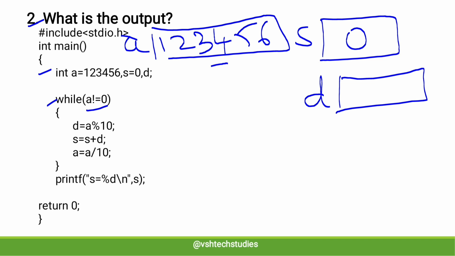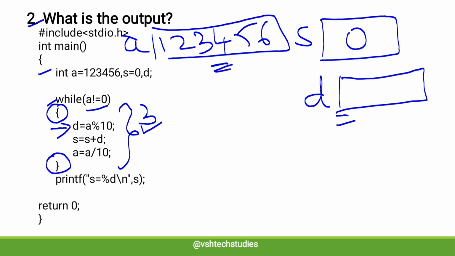A means 1, 2, 3, 4, 5, 6. Is it not equal to 0? Yes, it is not equal to 0. The condition is true. Hence this loop body must be executed. So from here to here it is the loop body. How many instructions are there? 3 instructions are there. So the first one: D equal to A mod 10.